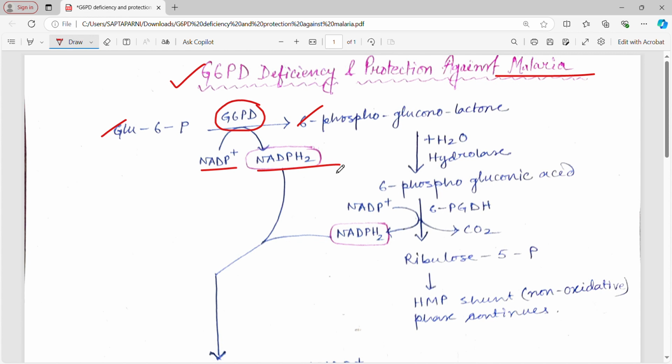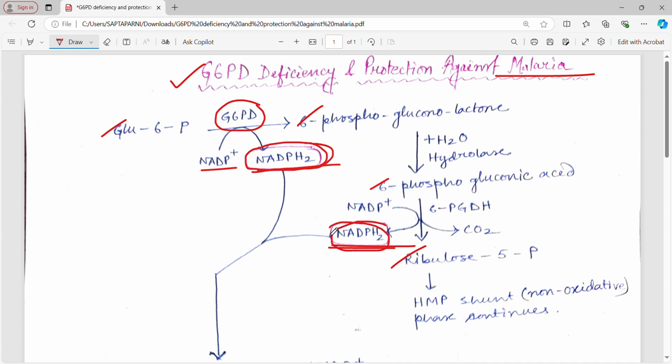Okay. Then this 6-phosphogluconolactone gets converted into 6-phosphogluconic acid with the help of hydrolase enzyme, and then this 6-phosphogluconic acid with the help of 6-phosphogluconic dehydrogenase gets converted into ribulose 5-phosphate, and during this reaction also NADPH2 is formed. So the main thing is that G6PD helps in generation of NADPH2 during the HMP shunt pathway.